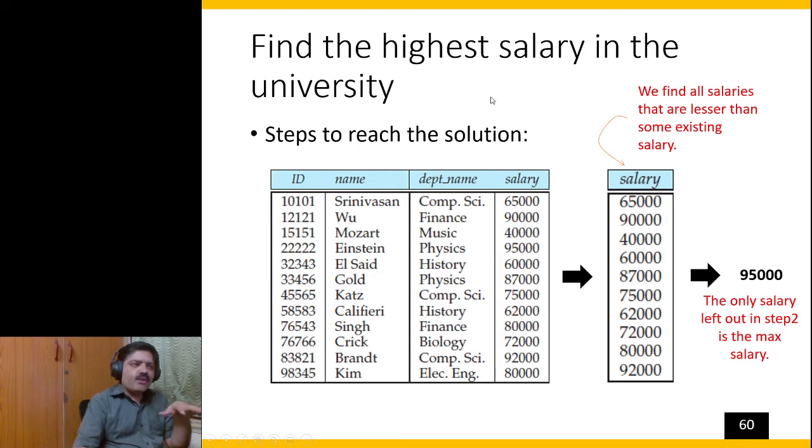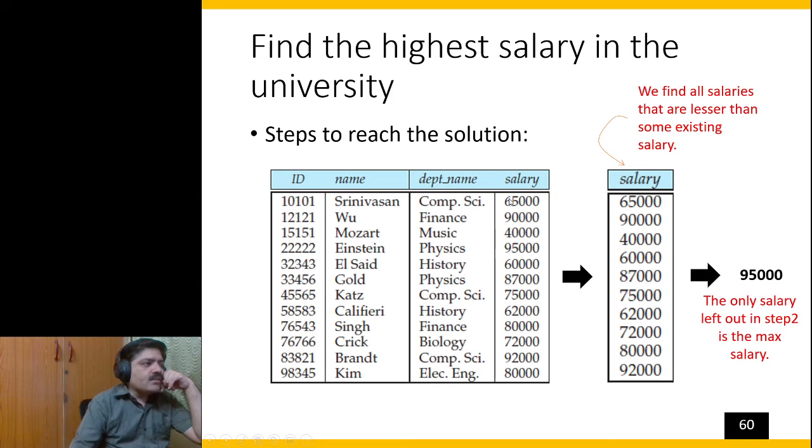So here is a weird way of doing it. One way to do that is to find all salaries that are lesser than some existing salary. I understand that this is not an intuitively straightforward way of doing it. Please be with me and try to understand how this works, and then I'll tell you why I chose such an indirect way of doing this.